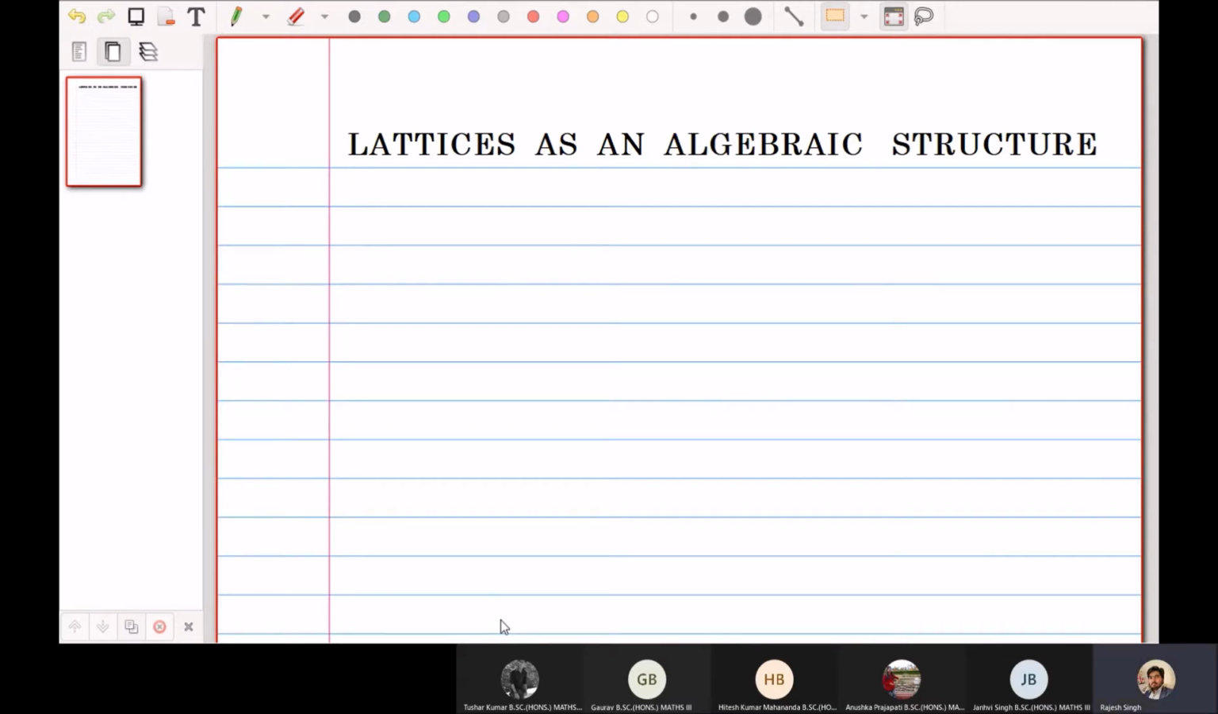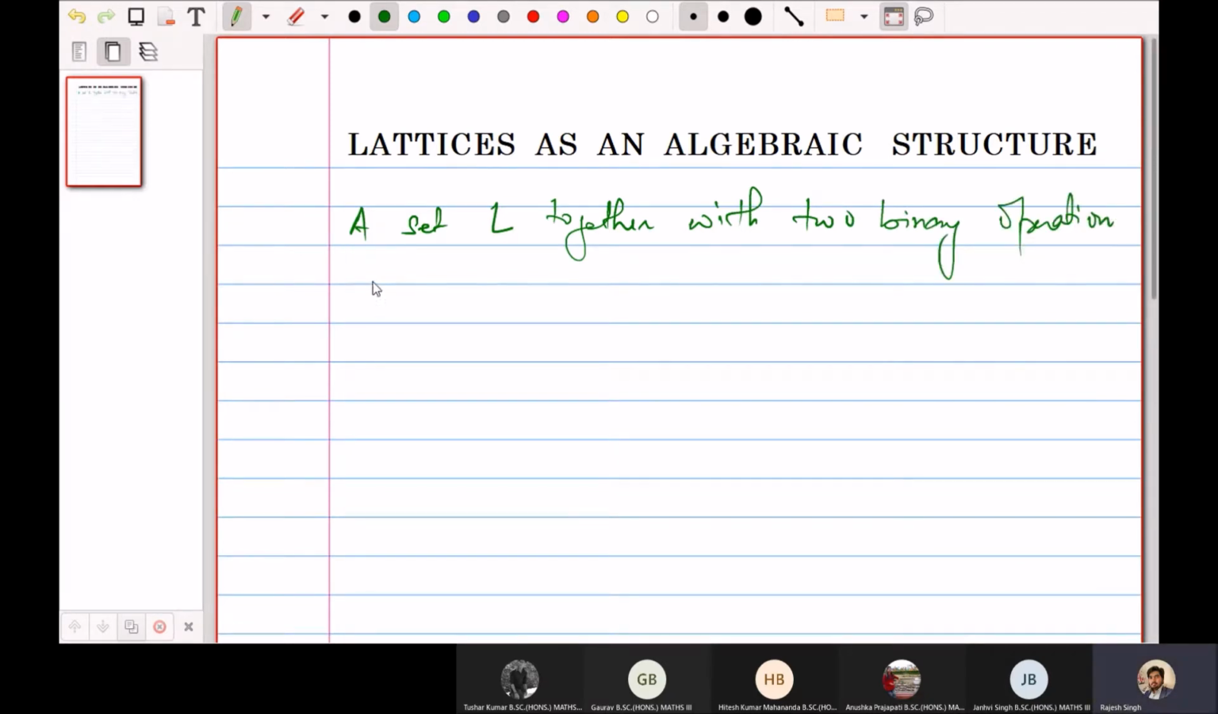So we have some set, right? And then we have some operation. Generally a binary operation we take, right? So a set L together with two binary operations, cap and cup. Now they are being considered as, so now these are not supremum and infimum either, these are just two arbitrary binary operations. We don't know what operations they are. We are just notating them by this.